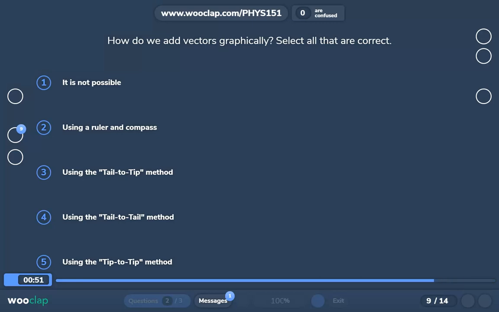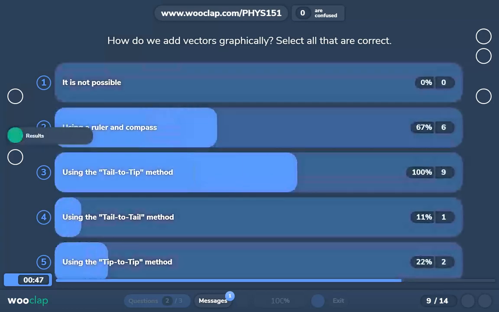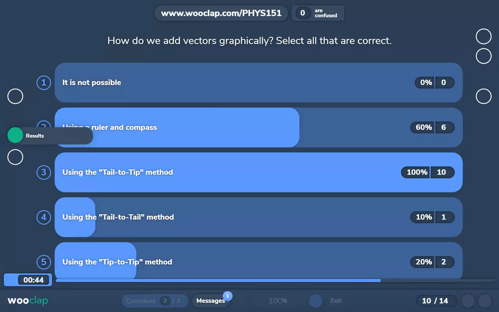Well, because of time, keep trying to get in because we have more questions, but I'm going to show the answers and move on. So 100% of the people said use the tail-to-tip method. That's how we do it graphically. Excellent. You do need to use a ruler and compass if you're going to have the correct result. On the first exam, I will probably have a problem where you have to graphically add vectors, and I will provide rulers and compasses, but you'll need to do it accurately.